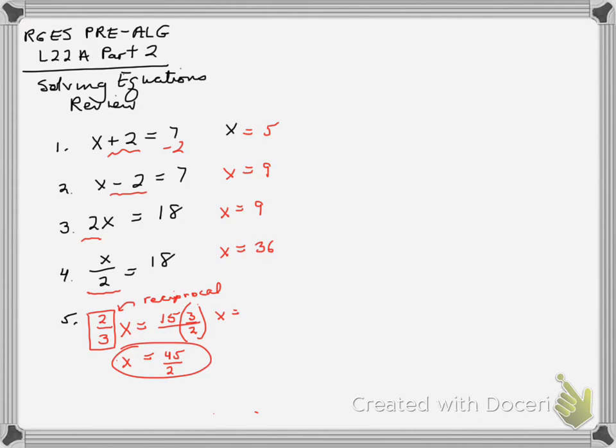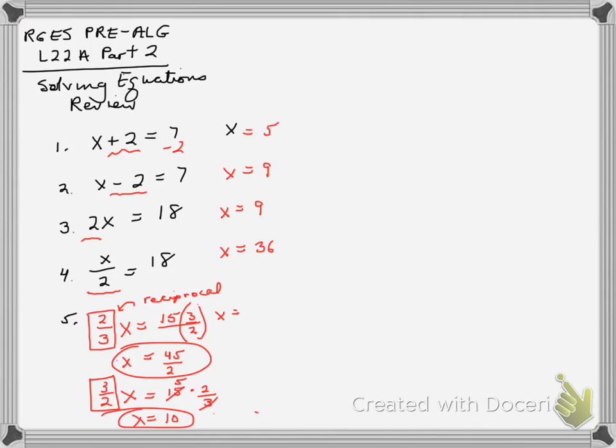I'm happy with that. What if instead I had 3 halves x equals 15? I want to get rid of this, so I'll multiply the other side by 2 over 3, cancel if you can, and x equals 5 times 2, or 10.